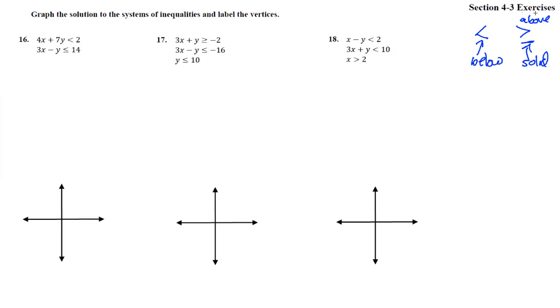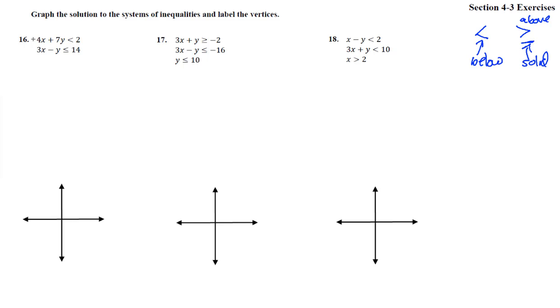Here we are in section 4-3, exercises 16 through 18, where we're going to graph the solution to the systems of inequalities. So here we have an inequality, and this will shade half of the plane on one side of a line. So we'll have where those two intersect. And then we have to label the vertices, so where the two lines, where it's equal to, cross.